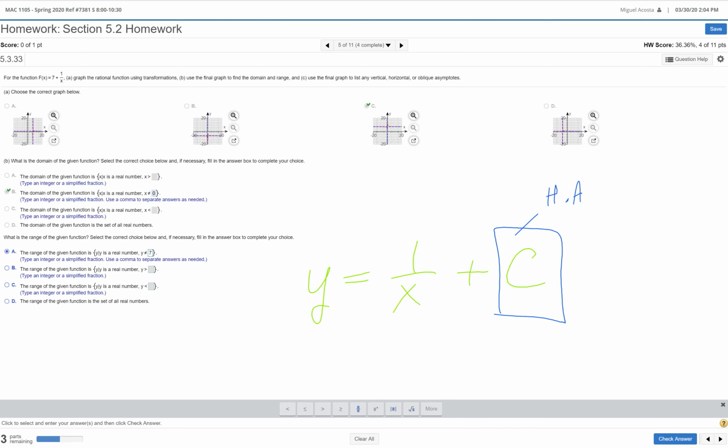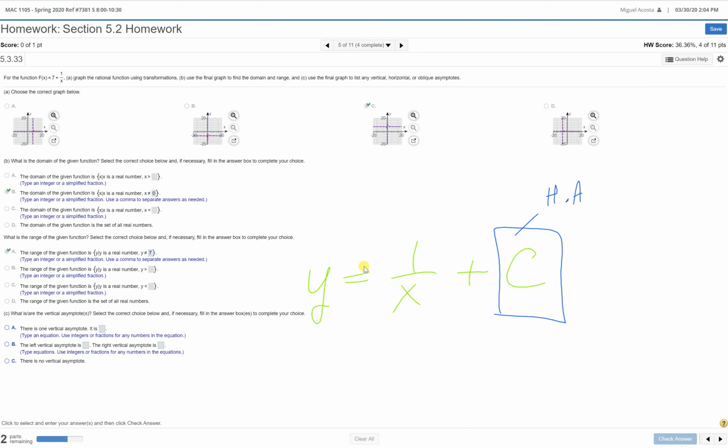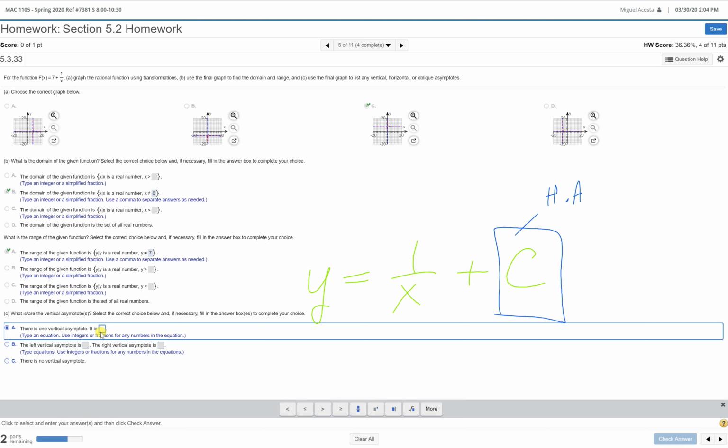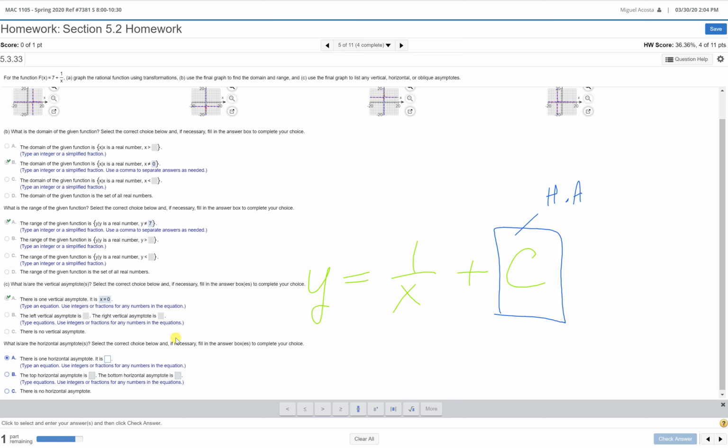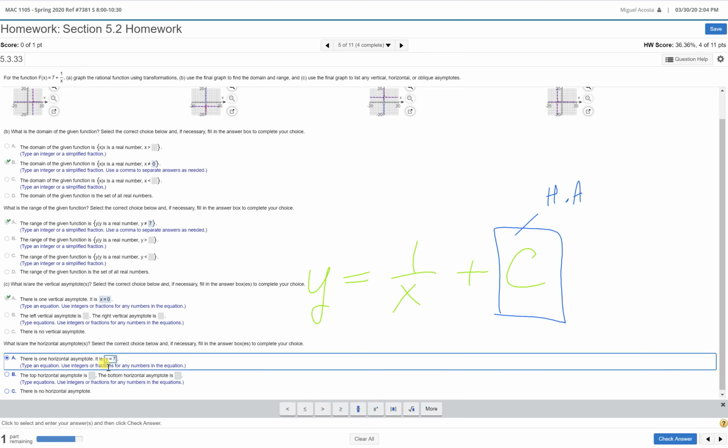Alrighty, good job. Vertical asymptotes: well, yes, because we can't plug in 0, that's the vertical asymptote. There's 1, it is x equals 0. Okay, here we go. Horizontal, yes, there's 1. It's going to be y equals 7. Don't just put numbers, guys. Make sure you put the entire equation for the line, y equals or x equals, okay?